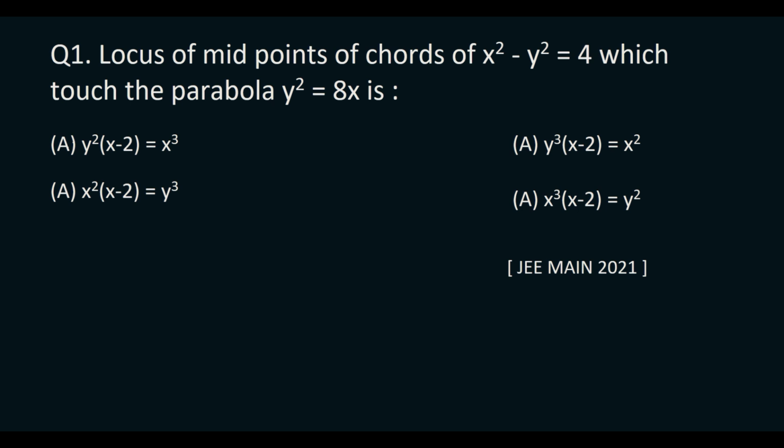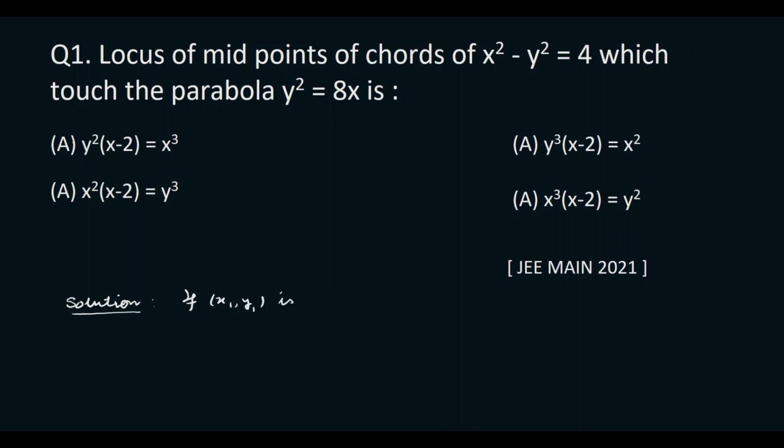Now we have a question from JEE Main 2021 which says: locus of midpoints of chords of x square minus y square equal to 4 which touch the parabola y square equal to 8x is. Four options are given and we have to select one correct option.